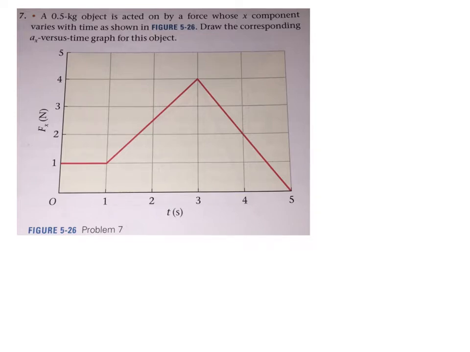Chapter 5, Number 7. A 0.5 kilogram object is acted on by a force whose x component varies with time, as shown in figure 5.26 below. Draw the corresponding a_x versus time graph for this object.